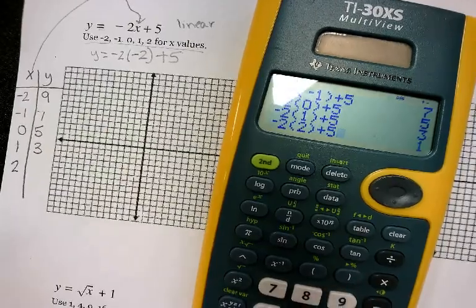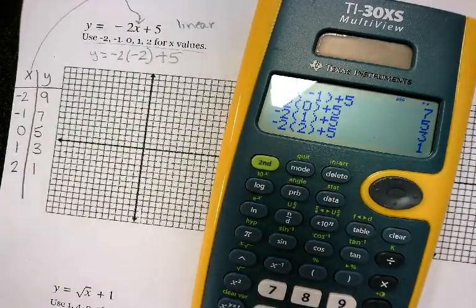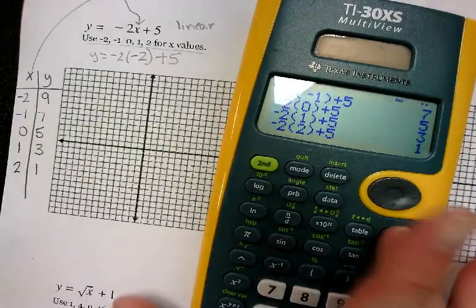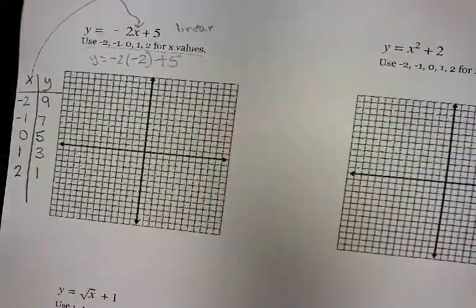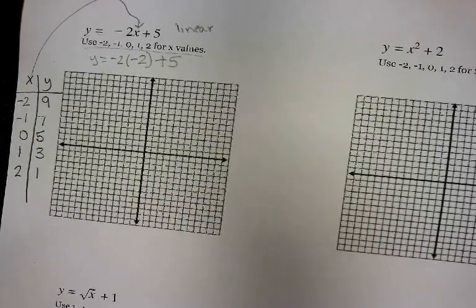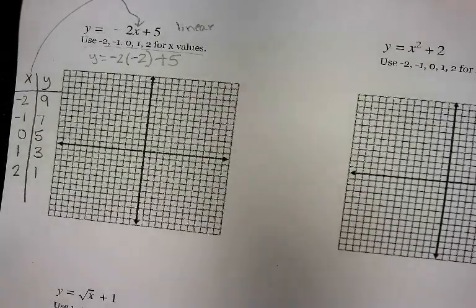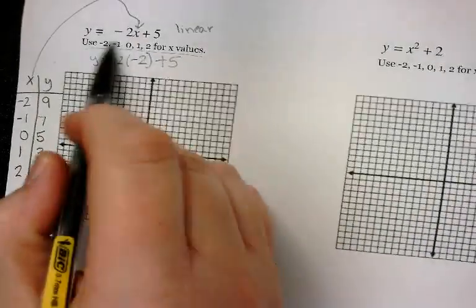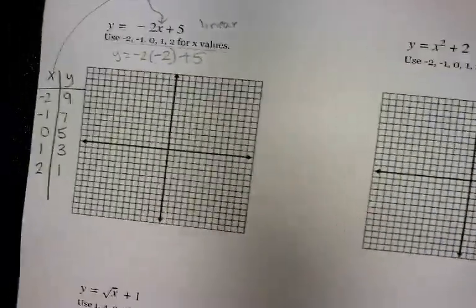Okay, so what we have done now is created a list of ordered pairs. Most of the time when you go to create a graph, if you are not given a set of numbers to use, I would always go with this right here. This is a good set of numbers to use. So the first thing we're going to do is graph these.